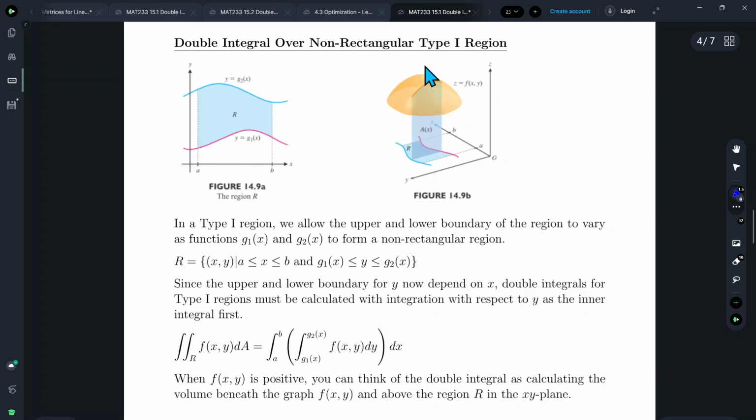So basically, the setup for a type 1 region is where the boundary on the left and on the right for x is given by a and b, and they're just vertical lines like this. But again, y is allowed to vary between these two curves. The bottom curve is represented by the function g1 of x, and the top curve is represented by the function g2 of x. So written out, we would describe the region like this, where x varies between the two numbers a and b, and y varies between the two functions g1 of x and g2 of x.